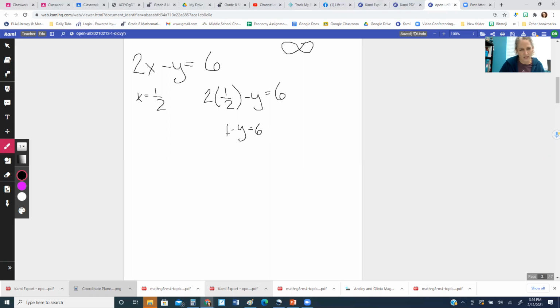So I've got this 1 is added, so I'm going to subtract it from both sides. And I have negative y equals 5. Well, this is all well and good, but I don't care what negative y equals. I care what positive y equals.